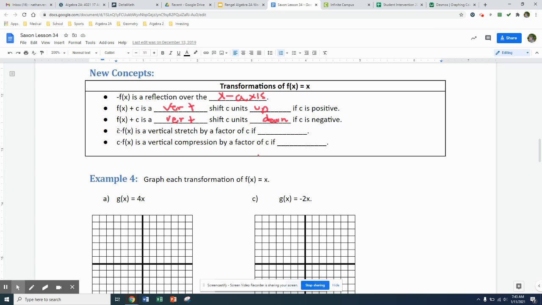So heading back to my notes, c times my variable, or I'm using m times x, is a vertical stretch. Stretch is the word that's used as that line becomes steeper by a factor of c if c is greater than 1. So as c is greater than 1, or in most areas, when we have the m, as m is greater than 1, we start to see that graph is going to start to stretch.